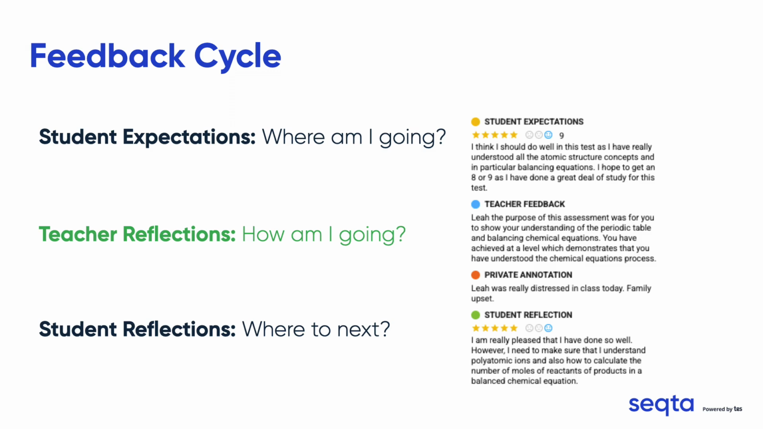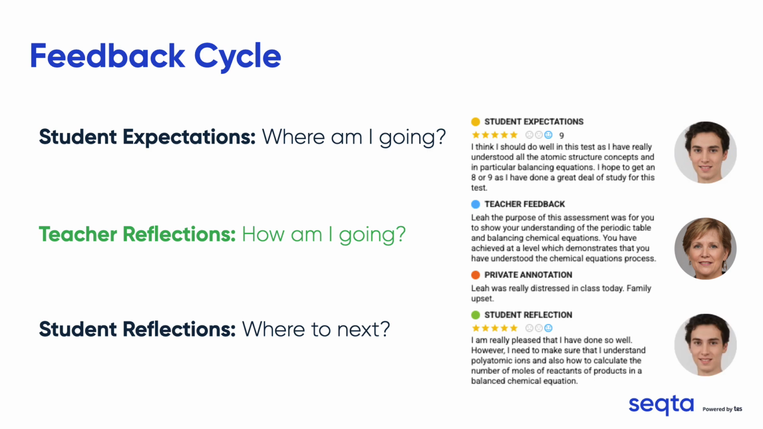The first one is student expectations. In other words, where have they set their bar? How much effort are they going to put into this? Then there is the teacher feedback, answering, how am I going? And then finally, the $6 million question. Has the child picked up that piece of feedback and are they actually going to do anything with it? And those 3 core components are part of this feedback cycle.